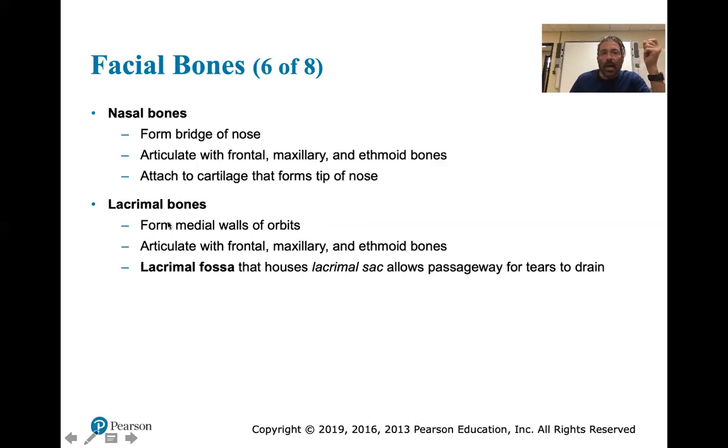Right. Lacrimal bones form the medial walls of the orbits. So lacrimal, you know, tears are lacrimal fluid. Articulate with the frontal, maxillary, and ethmoid bones. Lacrimal fossa that houses a lacrimal sac allows passage for tears to drain. And if you don't believe me, if you've ever seen somebody cry, or you've ever cried, tears of joy or happiness or anger or whatever, it's draining somewhere, right? So it's draining right into your nose or into the mouth if you're really, really crying.